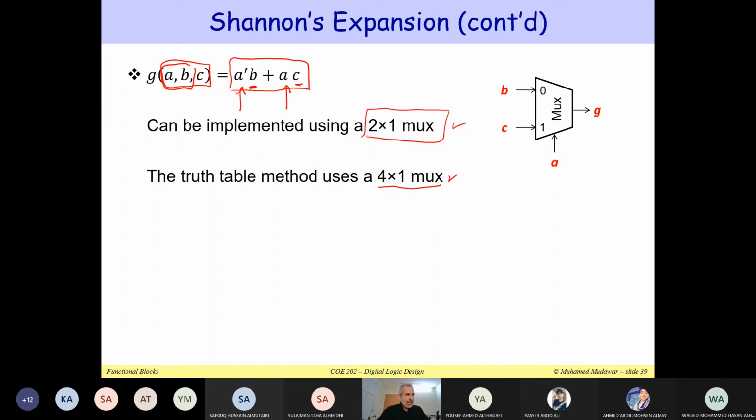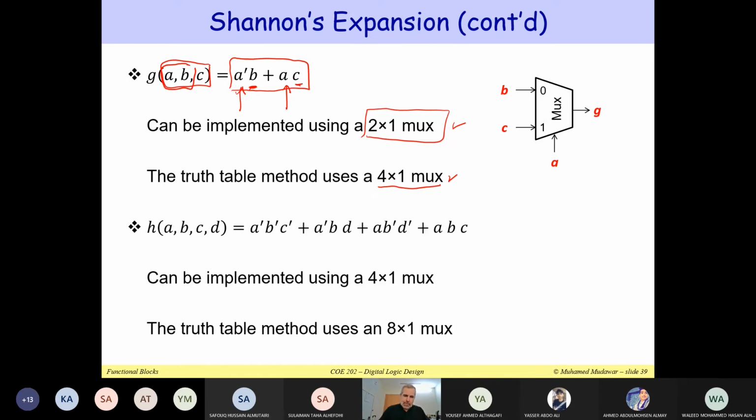So this is really the idea of Shannon expansion, is to find, if you would like, the smallest size multiplexer to implement a given function. This is one example. I have a second example, which is here, function h. Now, again, I'm writing this expression here in a way to make it easy for you to see how it can be implemented using a multiplexer.